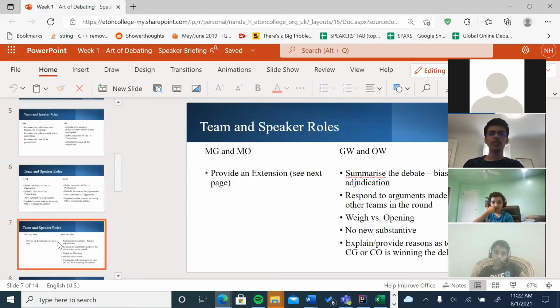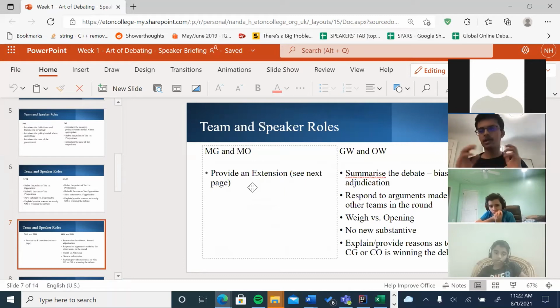Now for the closing half teams, the member of government and the member of opposition, who are the first speakers for the closing teams, their job is to provide an extension. And this is an important part of British parliamentary, that the opening government and the closing government teams, or the opening opposition and the closing opposition teams, even though they're on the same bench and they're technically on the same side, they're not working together.